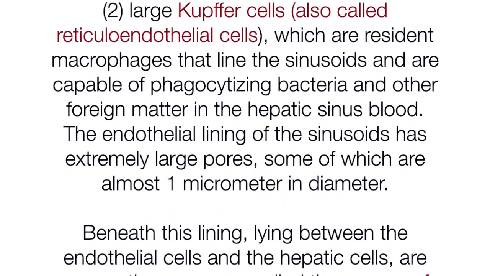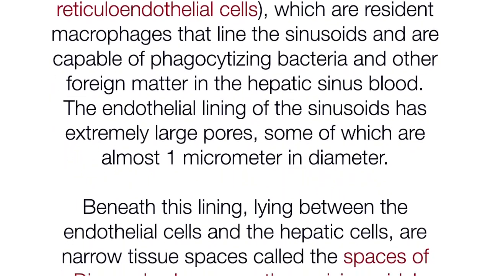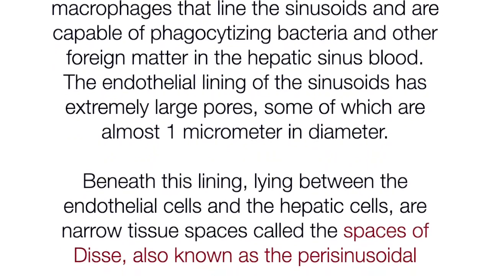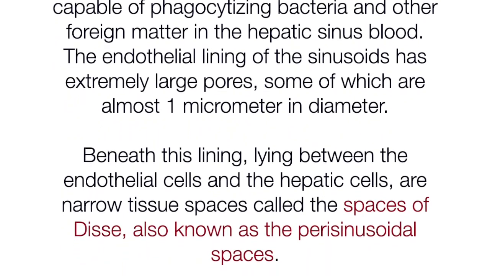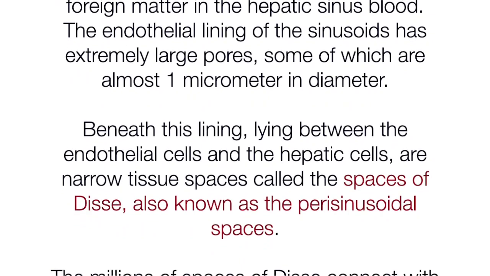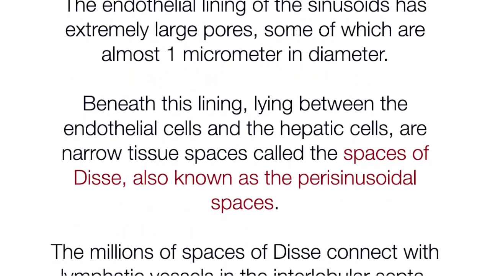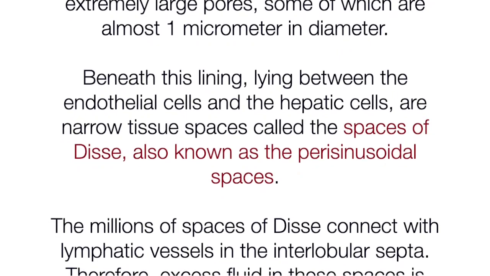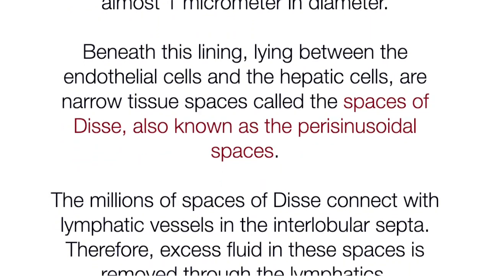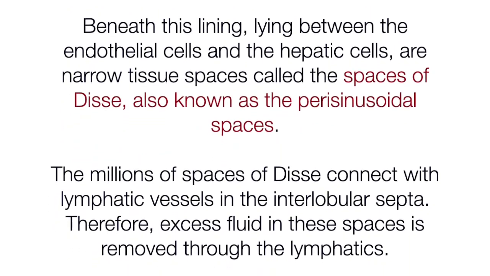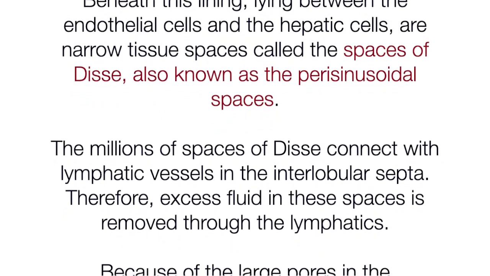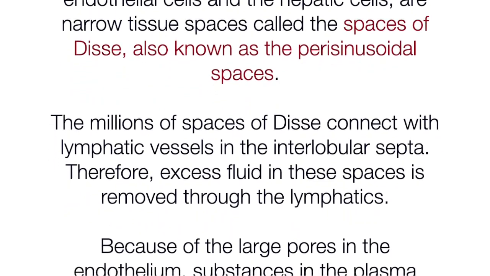The endothelial lining of the sinusoids has extremely large pores, some of which are almost 1 micrometer in diameter. Beneath this lining, lying between the endothelial cells and the hepatic cells, are narrow tissue spaces called the spaces of Disse, also known as the perisinusoidal spaces.